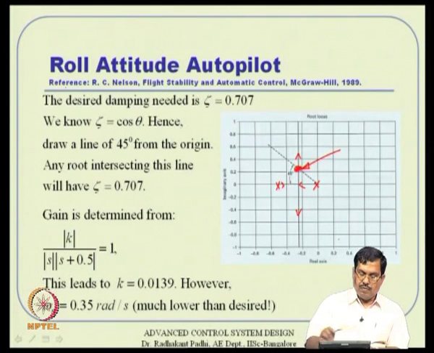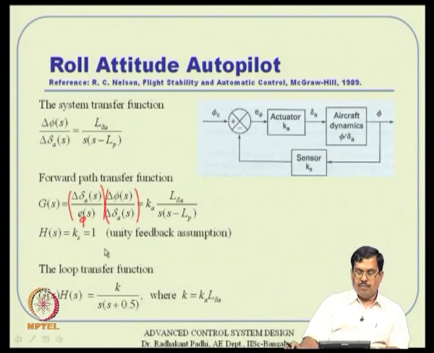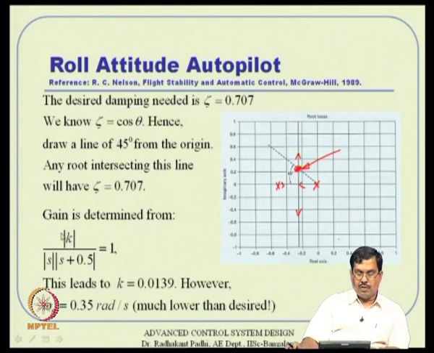Now, this gain can be found out from, because this lies on the root locus, obviously it satisfies the magnitude condition. That means, if I take the magnitude of the open loop transfer function, it has to satisfy 1. Because the s value at that point is known to us, you substitute that and then find out the gain value. So, gain turns out to be like that.